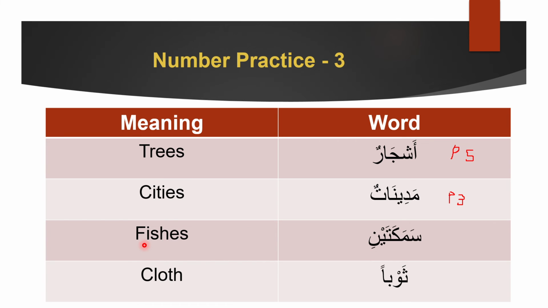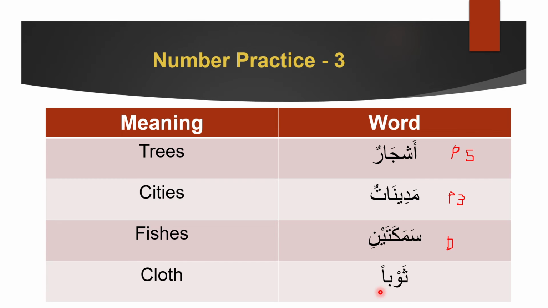I purposely didn't put two over here. I just put fishes. I didn't put two over here so that you need to figure out on your own. So this means two fishes. Okay, so it's a dual and it means two fishes. And why is it a dual? Because aini, samakataini.